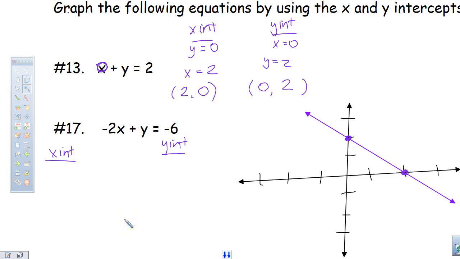Questions so far? All right, number 17, for my x-intercept, I want y to be equal to 0. So I'm going to replace y with 0. So I'm left with negative 2x equals negative 6. So what did you get for x here? 3. Very good. So my ordered pair would be 3, 0.